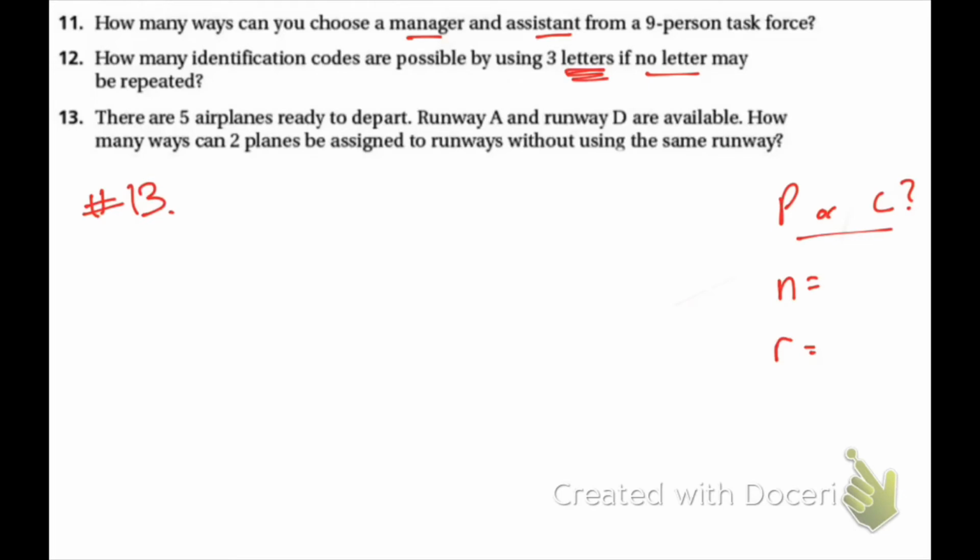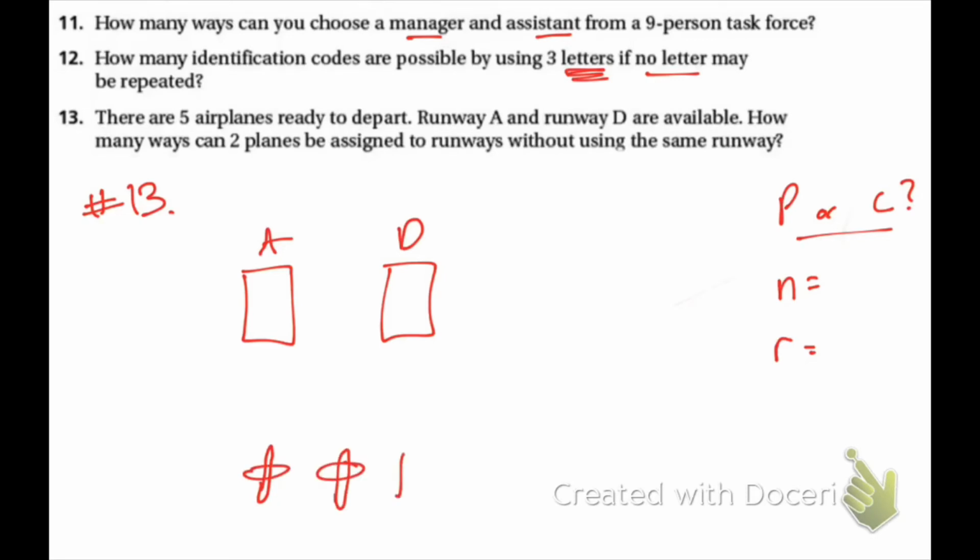Alright, number 13, you have 5 planes ready to depart. Runway A and runway D are available. How many ways can 2 planes be assigned to runways without using the same runway? So with this one, you have your 2 runways, runway A and runway D. And you have your 5 planes: 1, 2, 3, 4 and 5. So there's your 5 planes.